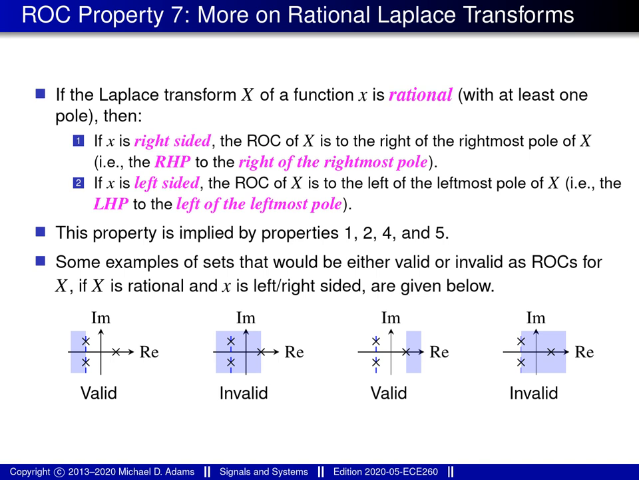The set in the second figure from the left does not constitute a valid region of convergence, since this set contains one or more poles. The set in the third figure from the left constitutes a valid region of convergence for a Laplace transform that is rational and originates from transforming a right-sided function, since this set is comprised of all points to the right of the rightmost pole. Lastly, the set in the rightmost figure is not a valid region of convergence for a rational Laplace transform, since this set contains one or more poles.